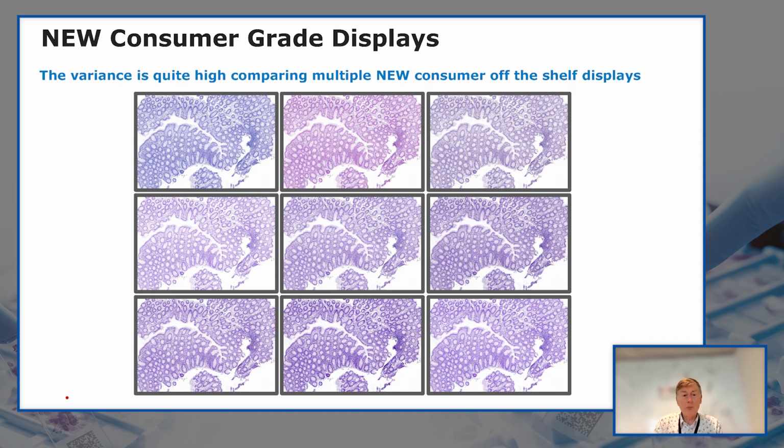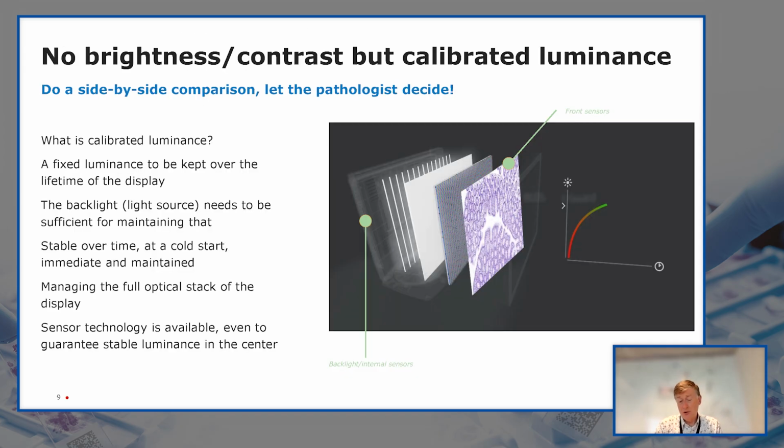Now, looking to the optical stack of a display, you have the backlight, which is generating the light at the back of the display, which is typically an LED backlight. You will have a diffuser in front of it, and then you have the LCD material opening to generating pixels, and then you have the image at the front. So we do not talk about brightness and contrast anymore if you're talking about a medical grade display. We are talking about a calibrated luminance, because you want to have the same experience in color and luminance over the whole lifetime of that display.